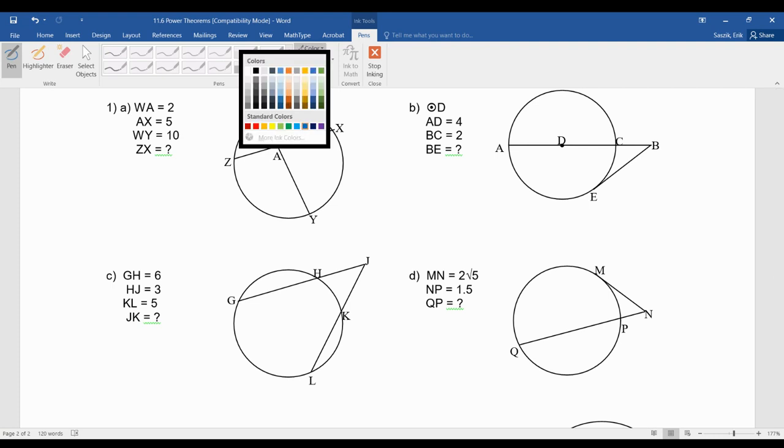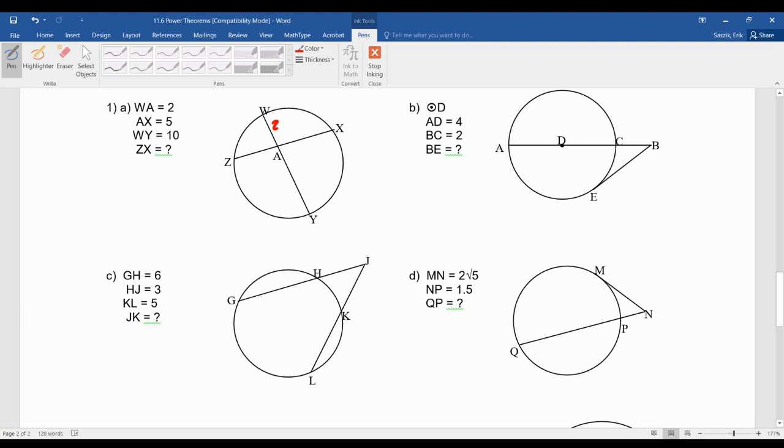All right. WA is 2, AX is 5, WY is 10, so obviously that means that's 8. Find ZX. Well, I'm going to find AZ first, so I'm going to do part times part equals part times part. So obviously 16 equals 5 times ZA. So that means you get 16/5 for AZ.